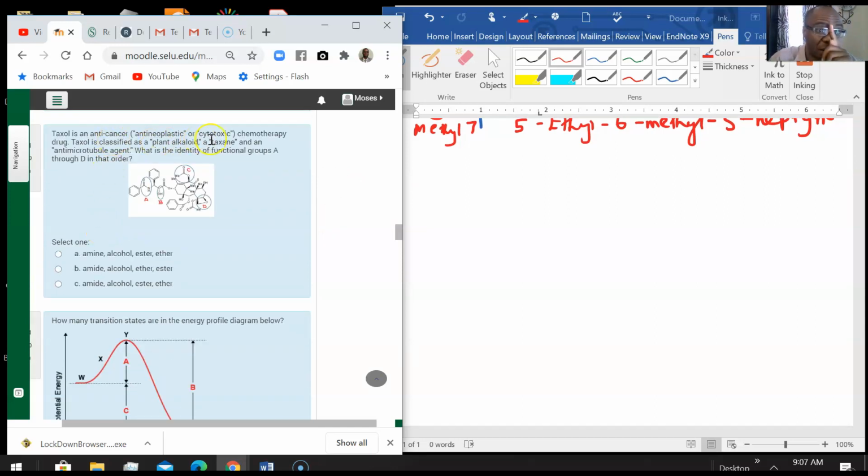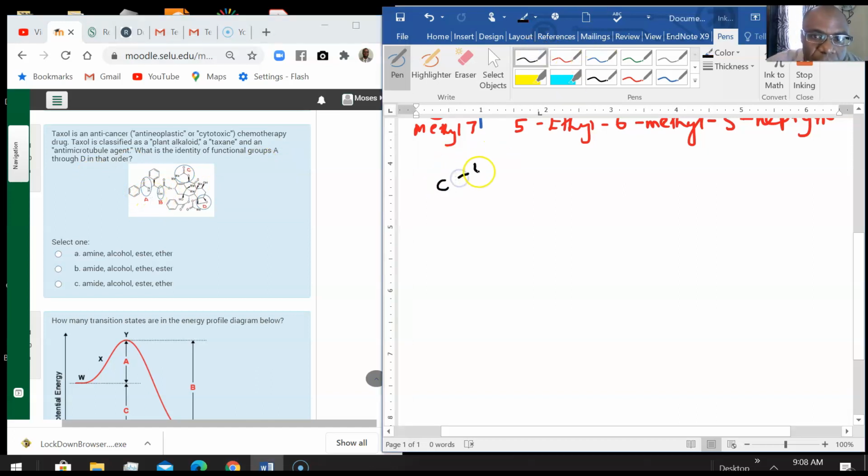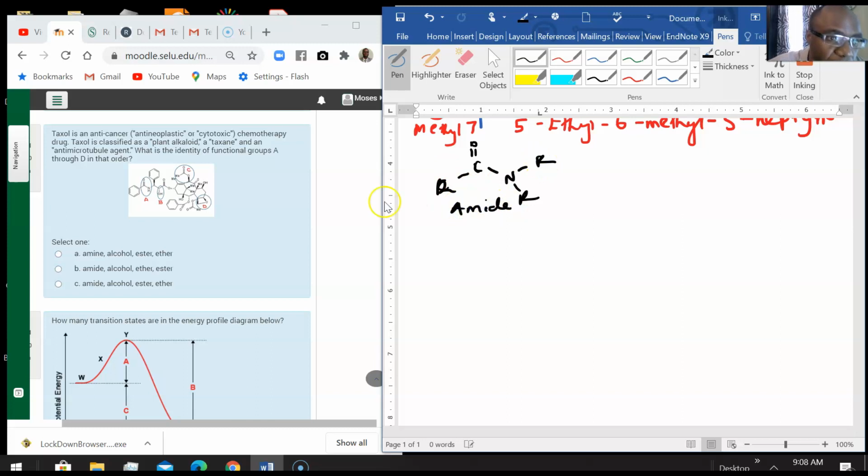Taxol is an anti-cancer drug used in chemotherapy. It's found in plants, so it's a plant alkaloid. What is the identity of the functional groups A through D in that order? So A is an amide. We said amides will have this general structure. R could be H or carbons. A is an amide, and then B, obviously B is an alcohol.